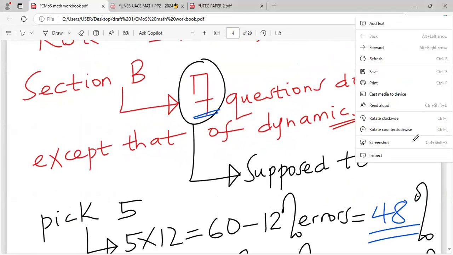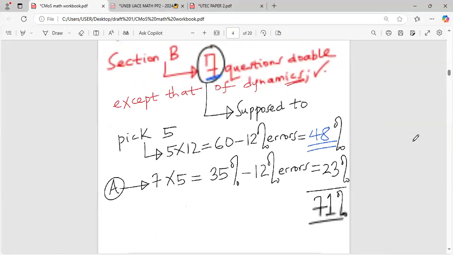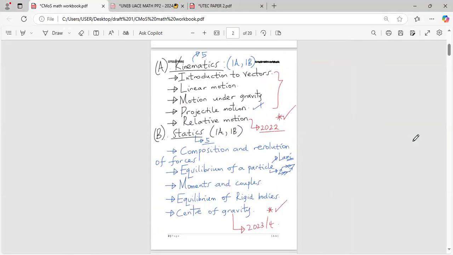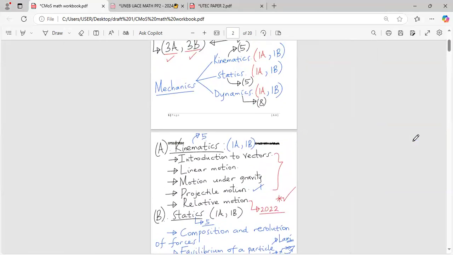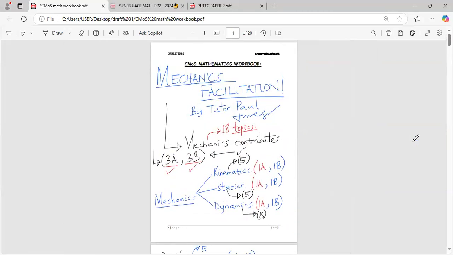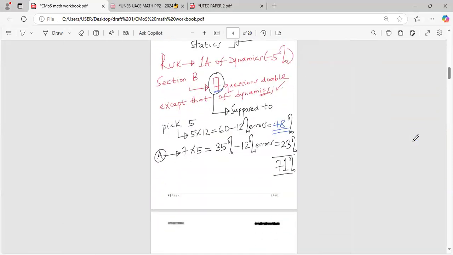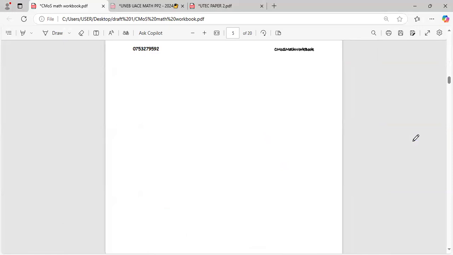So unless someone has a question, literally that is the simple facilitation for mechanics. That's the way you can go. So do we have some questions?